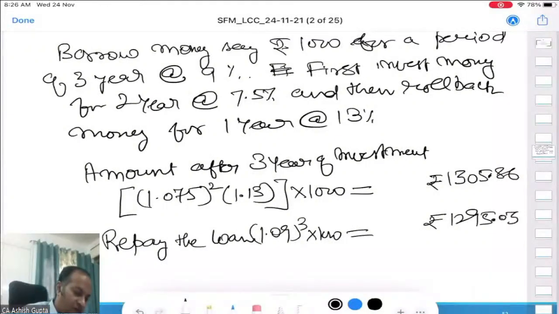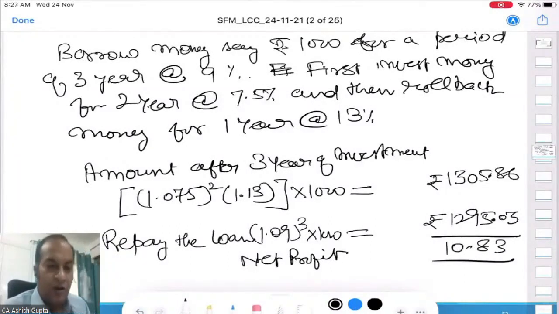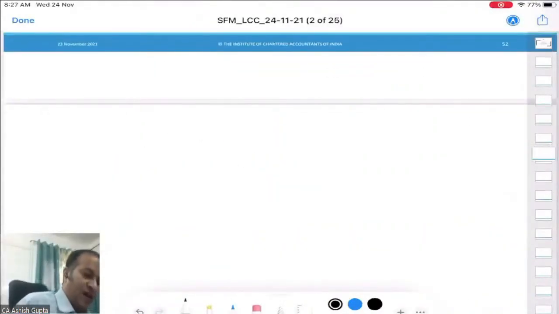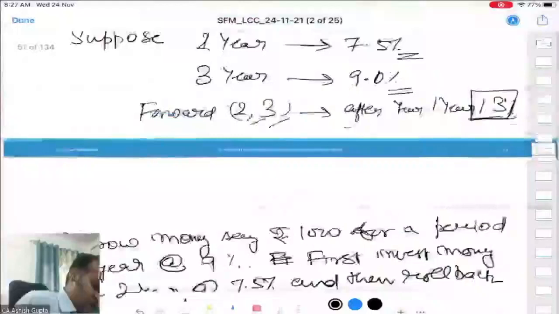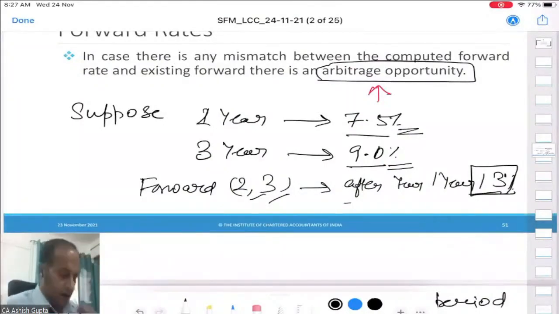Please, student, note down all these figures. It will help you to understand exactly the concept. So our net profit is 10.3. Now you say, sir, how did we come to know this arbitrage opportunity? Now, student, we can do our reverse calculation. How can we do the reverse calculation? Here we have been given the spot rate for the 3 years, and here for the 2 years.